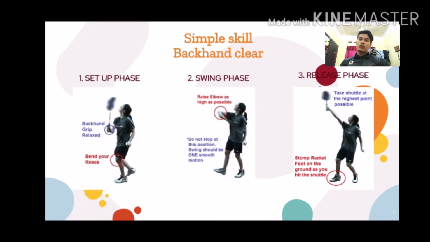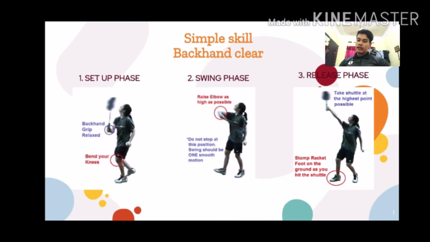And then we move to the release phase. In the release phase, the first thing he needs to do is extend his hand to swing the racket by pushing the thumb hard and hit the shuttle. When he hits the shuttle, he needs to aim where he wants to deliver it, at the half court or the back of the court.